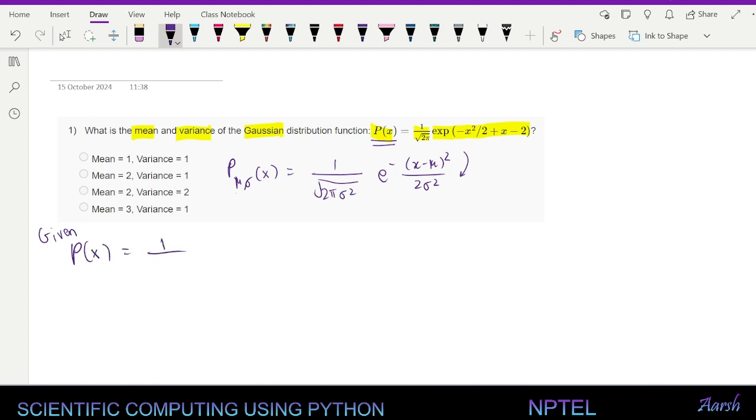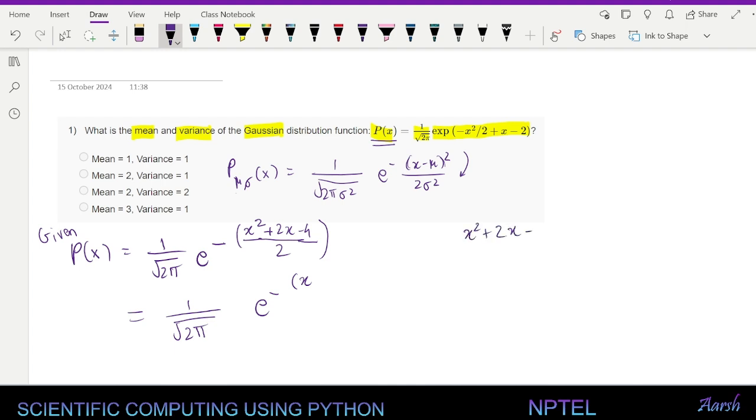So we are given p of x is equal to 1 by 2 pi e to the power minus, I'll take minus outside, x square plus 2x minus 4 divided by 2. So what we want to do is complete the square. It is x minus mu square. No, this is x square minus 2x because I took minus outside, and then plus 4. So this is x square minus 2x plus 4.